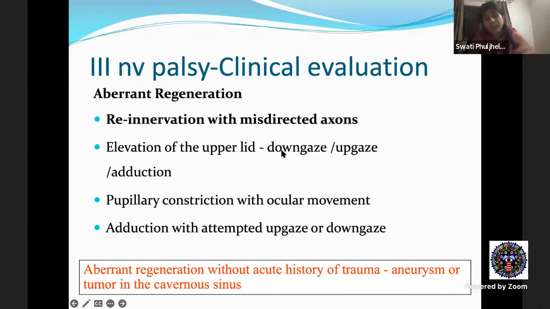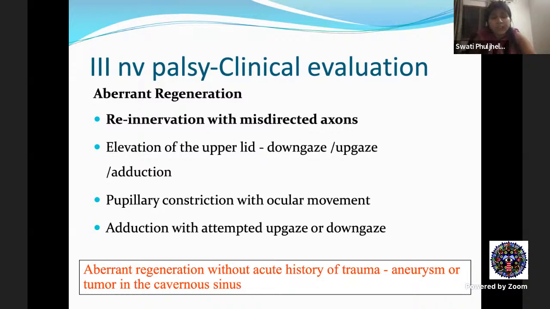gaze. So the fibers which are directed to inferior rectus or in superior rectus are also supplying the lid. There can be pupillary constriction with adduction or elevation, depending again on the misdirection of the nerves. And adduction along with the attempted up gaze or down gaze. So there can be miswiring between the superior rectus and the medial rectus, or inferior rectus and medial rectus. So whenever patient look up or down, there is adduction.